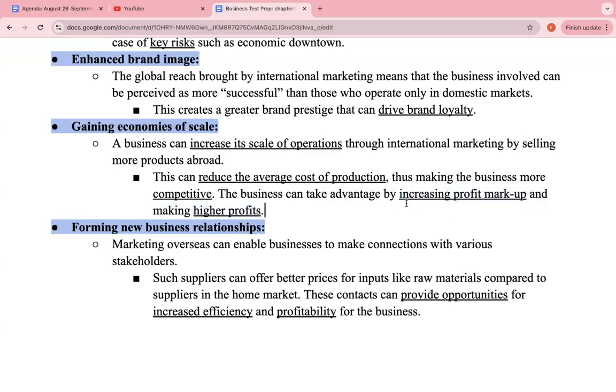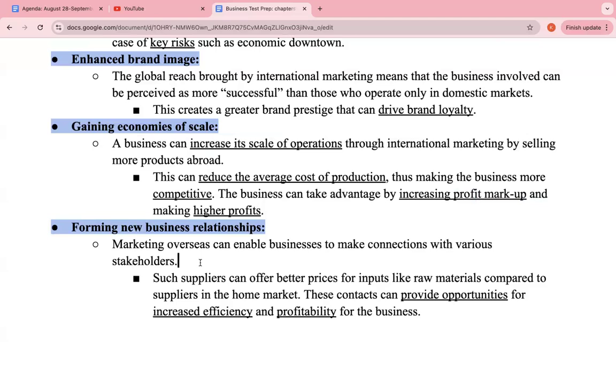Profit markup: let's say they sell it for $3 and they used to make it for $1, so their profit markup would be $2. But now that it's 80 cents, their profit markup is $2.20. And that will lead to higher profits because they're basically decreasing their costs.